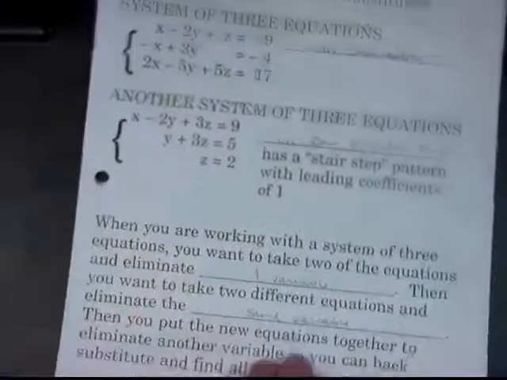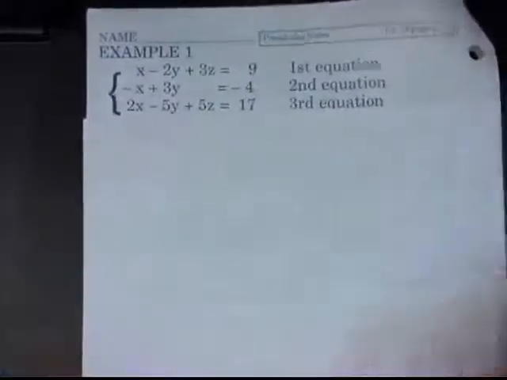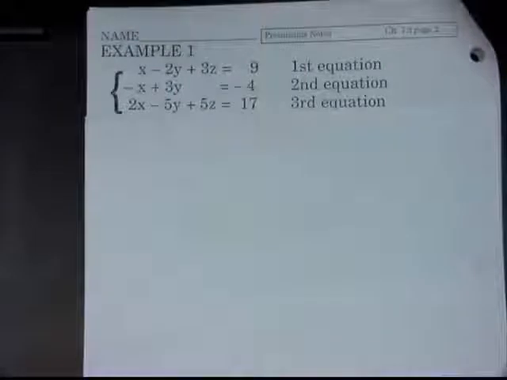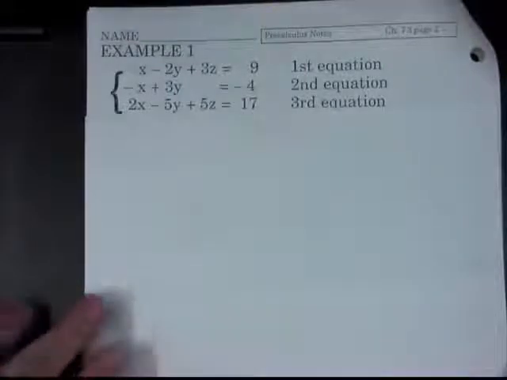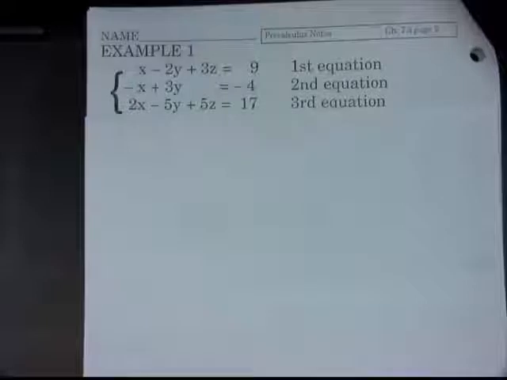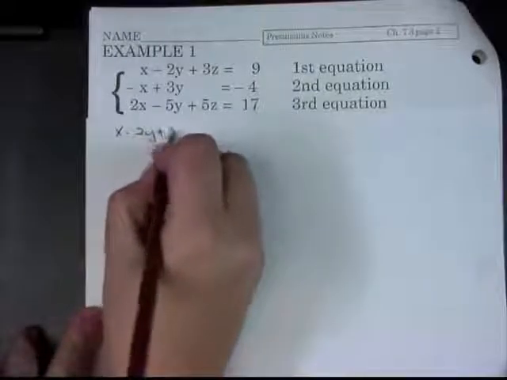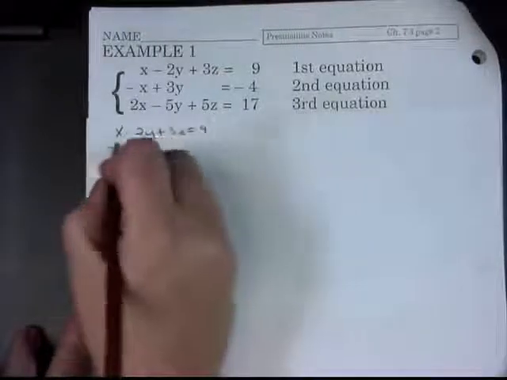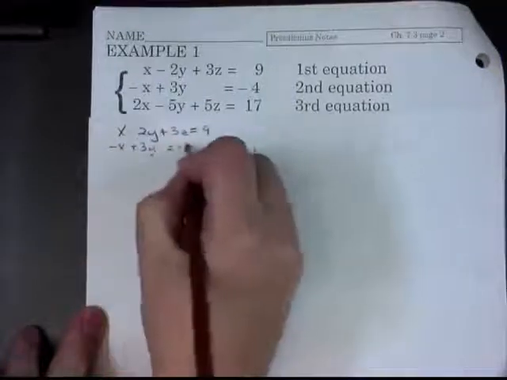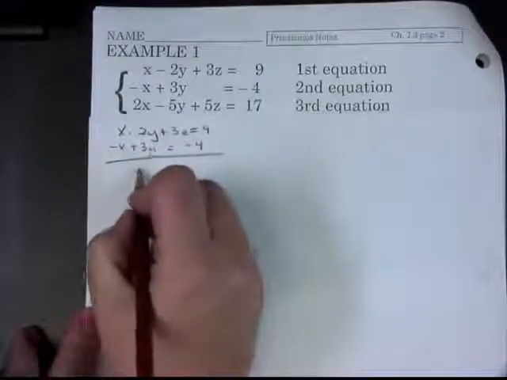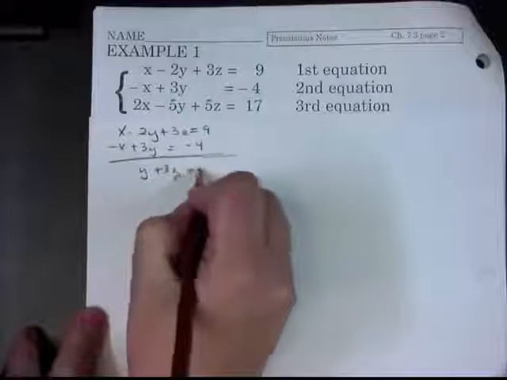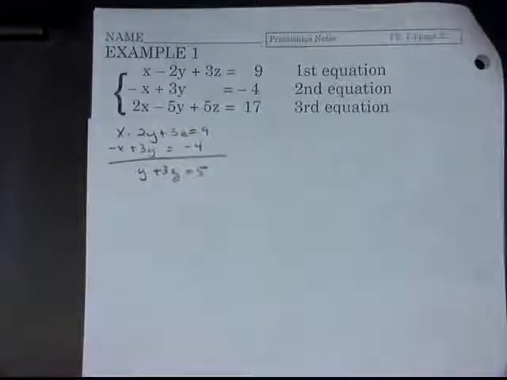So on example number 1, the first thing we're going to do is pick the 2 equations that we want to use. I'm going to pick the first one and the second one. When I do this, my x's go away, and it leaves a y and a z.